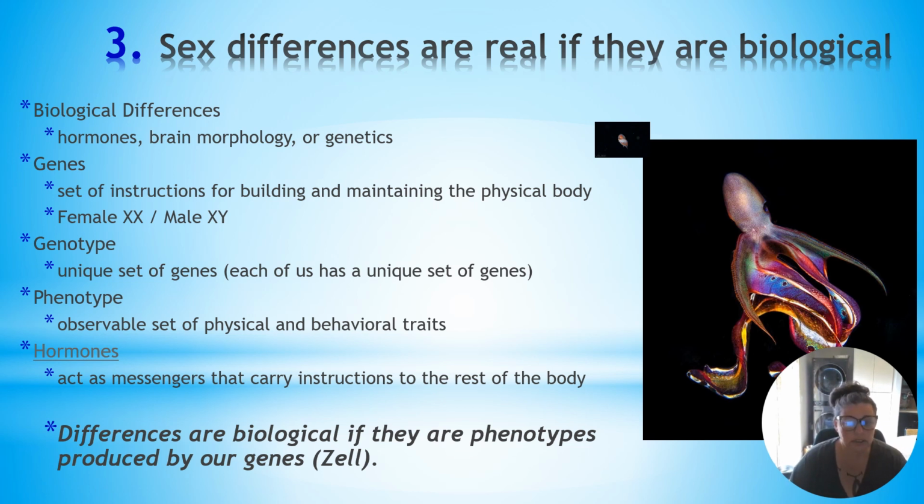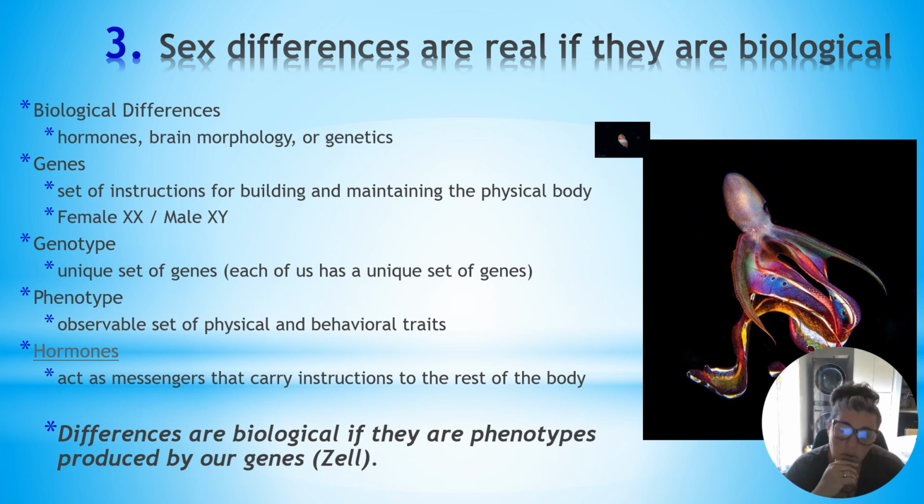Every single one of us has a unique set of genes. We would call that our genotype. And the expression that our unique set of genes gives us, the way you look, the way you talk, the way you act, your physical traits, your behavioral traits, that's your phenotype. So everybody has genes, everybody has a unique genotype that then is expressed through your phenotype. And hormones essentially act as the messengers that carry instructions to the rest of the body.